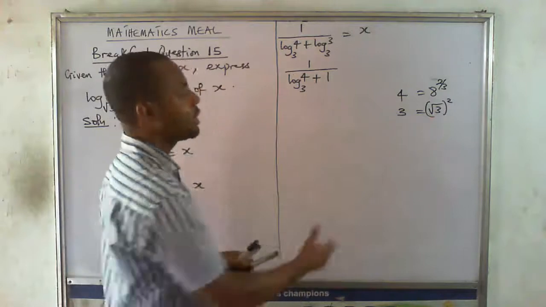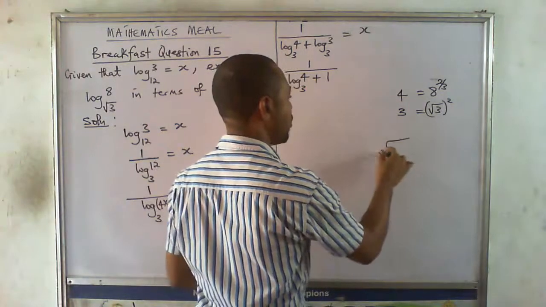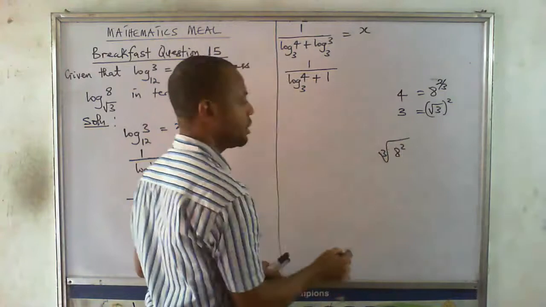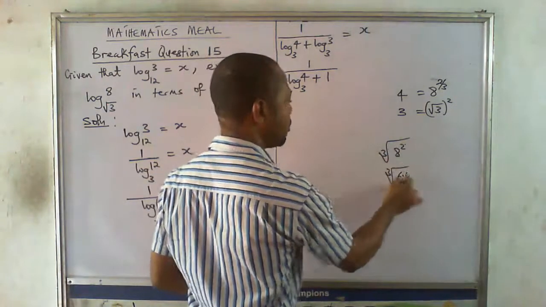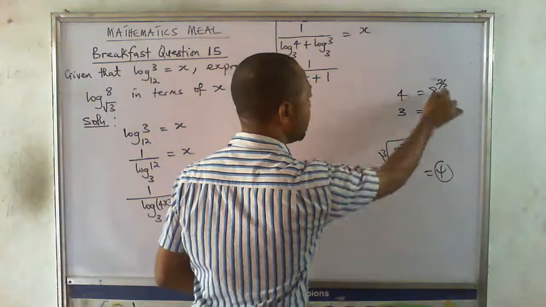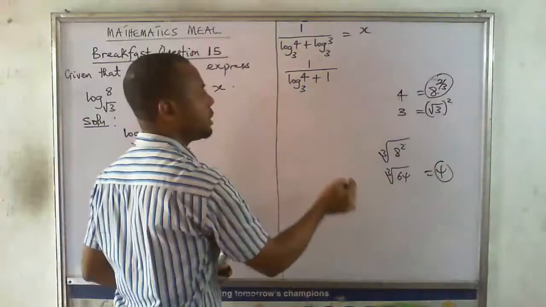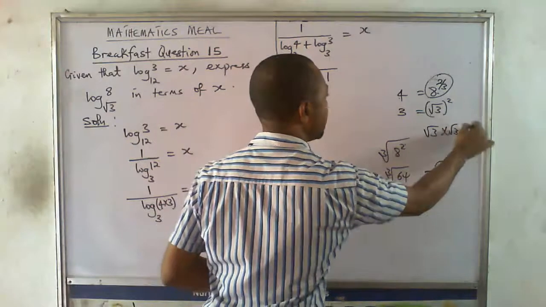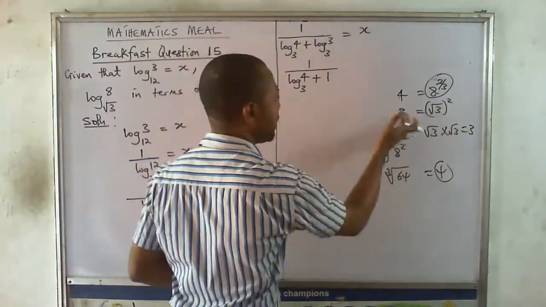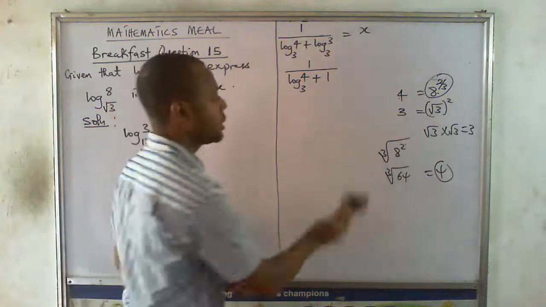I know that 8 raised to power 2 over 3 is the same as cube root of 8 raised to power 2. And 8 raised to power 2 is 64, and the cube root of 64 is 4. So this and this are the same, so I can use this to replace this. Now root 3 squared is root 3 times root 3, which will give us 3. So this and this are the same, so I can use that to replace it here.